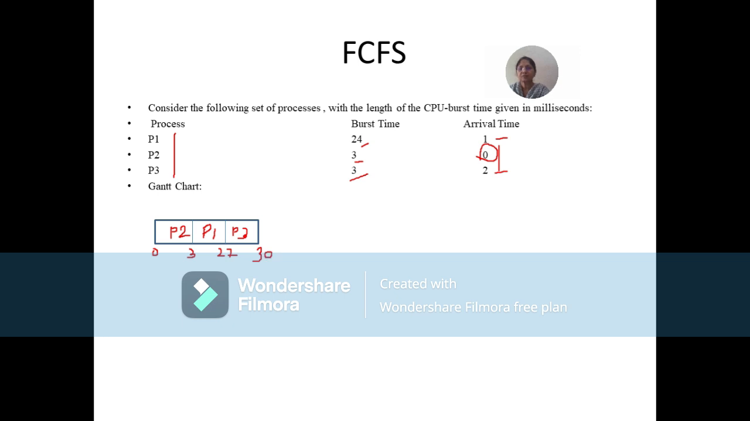Okay, so this is the Gantt chart, and for this Gantt chart, now we have to calculate the turnaround time as well as the waiting time, average turnaround time as well as average waiting time. So what is the formula of turnaround time? Turnaround time is process completion time minus process arrival time, and waiting time is turnaround time minus burst time. Let's calculate the turnaround time of each process and the average turnaround time, similarly the waiting time of each process and the average waiting time.